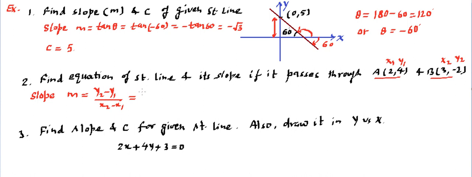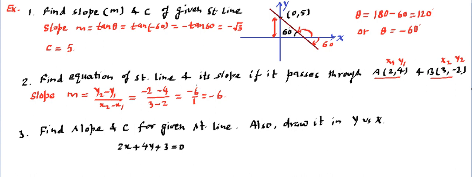If you borrow the values, you are going to get minus 2 minus 4, divided by x2, which is 3, minus x1, which is 2. If you simplify this, you are going to get minus 6 divided by 1, which is basically equal to minus 6. So the slope came out to be minus 6.